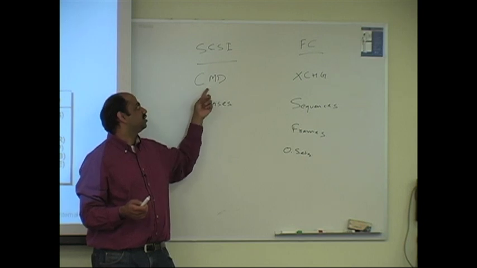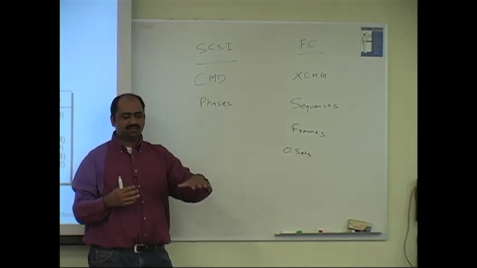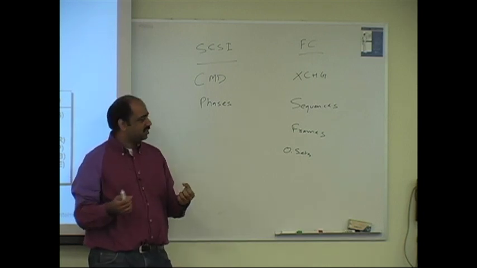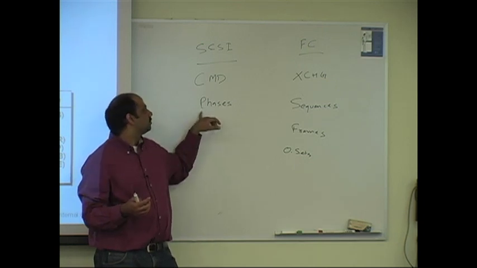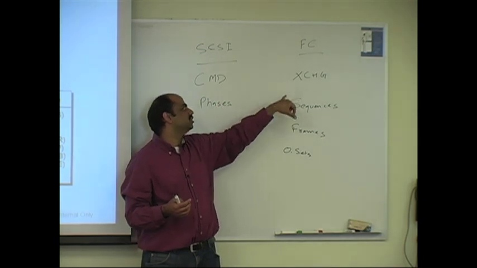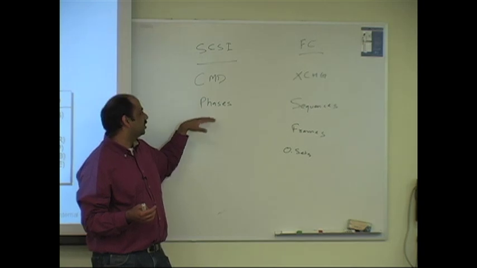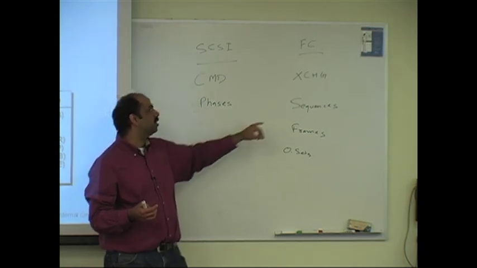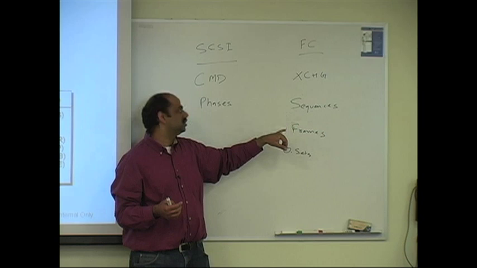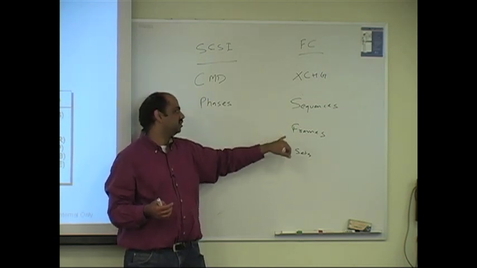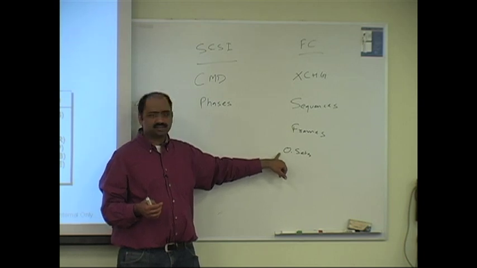A command on the SCSI side involves phases. There is a command phase where the initiator says, I want to read some data. There is a data phase where the target transfers data, and there's a status phase. So a command consists of phases. Similarly, on the fiber channel side, an exchange consists of sequences. Beyond that, there is no further delineation on the SCSI side, but on the fiber channel side, a sequence consists of frames. A fiber channel frame then further consists of something called fiber channel ordered sets.